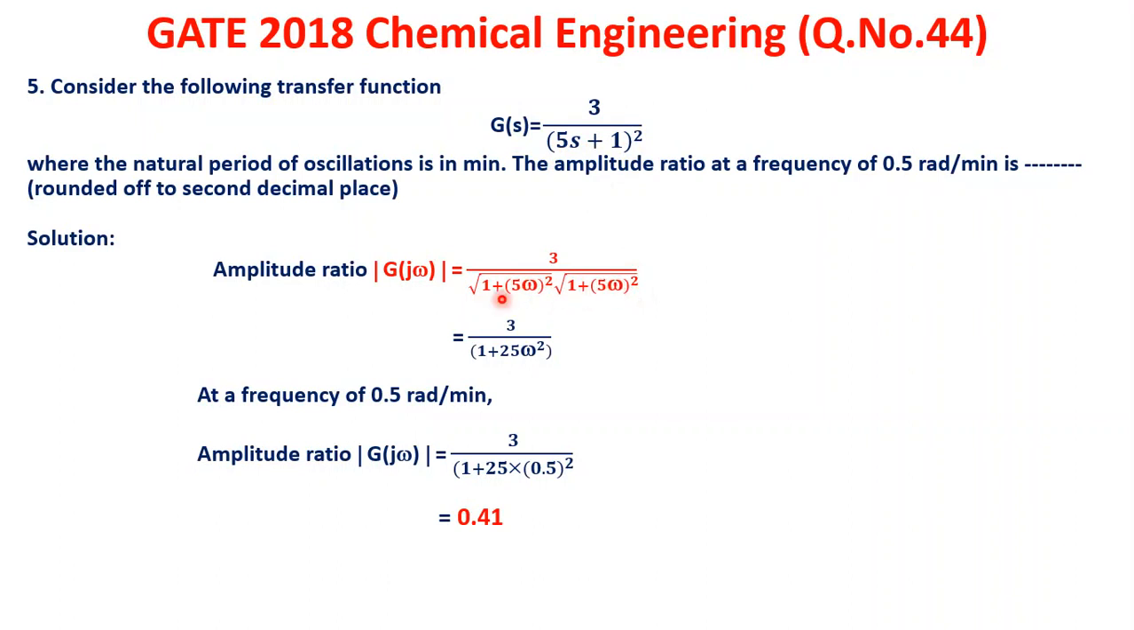So if we multiply these two, we will get 3 divided by 1 plus 25 omega square, because 1 plus 5 omega all square is 1 plus 25 omega. So square root into square root means square root will go off. So in this we have to substitute the frequency as 0.5 radian per minute. So substituting omega as 0.5 radian per minute. So 1 plus 25 into 0.5 square. So on simplification we get 0.41.